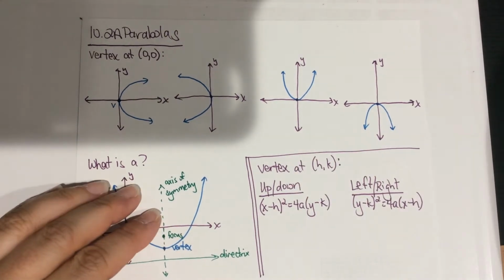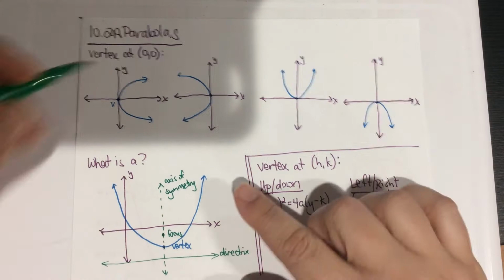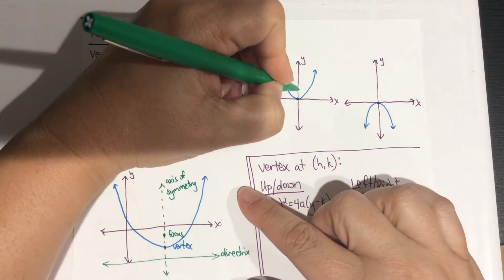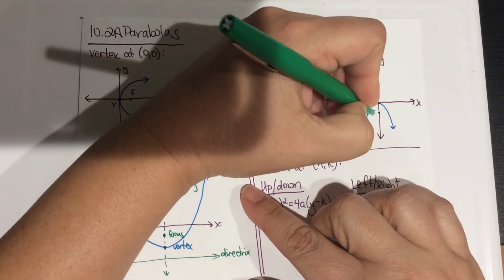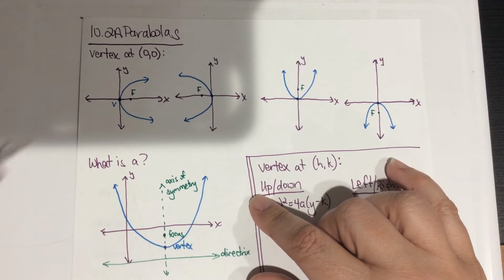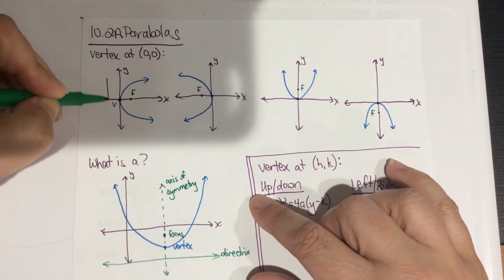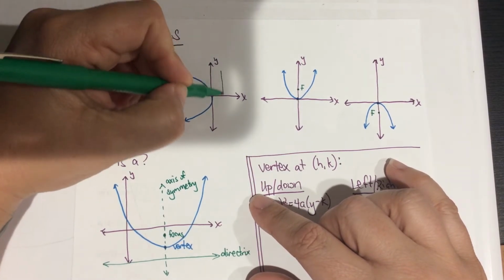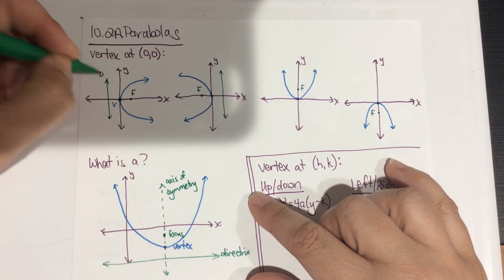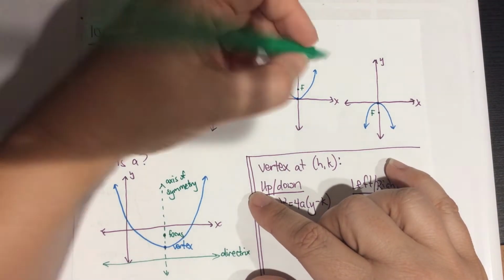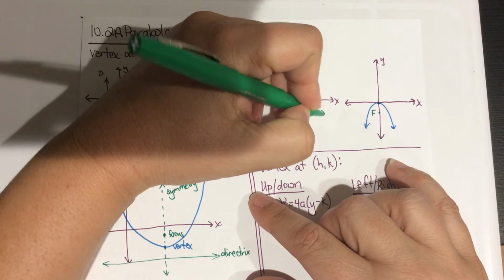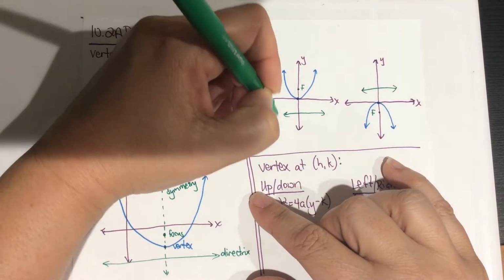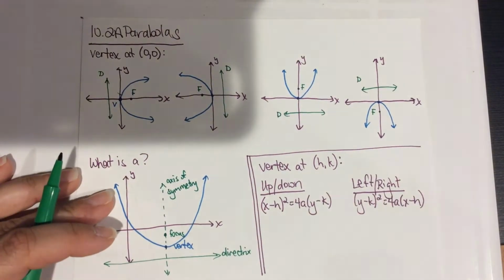And then there's a couple other things that we want to look at. We want to look at the focus. The focus is always inside of the parabola. I'm just estimating where it might be on these. We'll talk more about the actual placement of the focus later. And then the directrix. The directrix is a line that is perpendicular to the axis of symmetry. So this one's going to go this way because the axis of symmetry is the y-axis on these two. So the directrix is there. Okay.